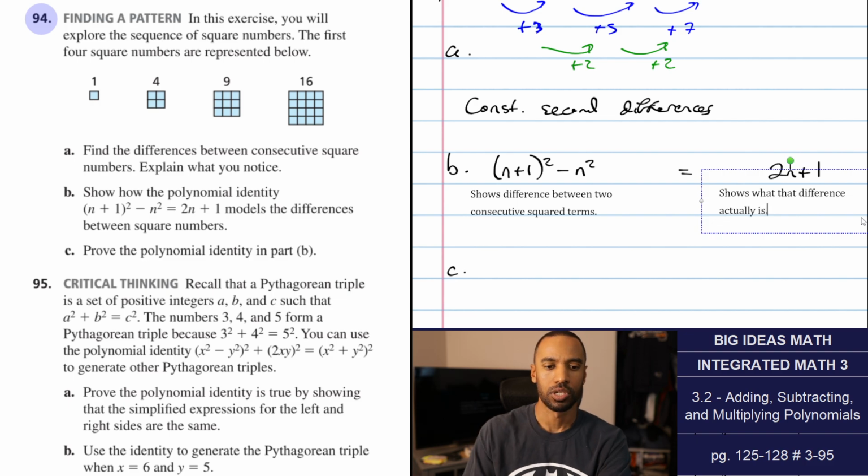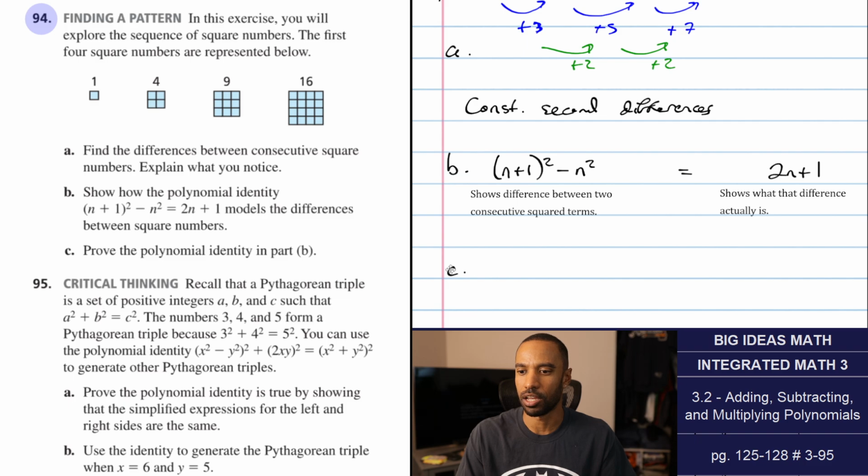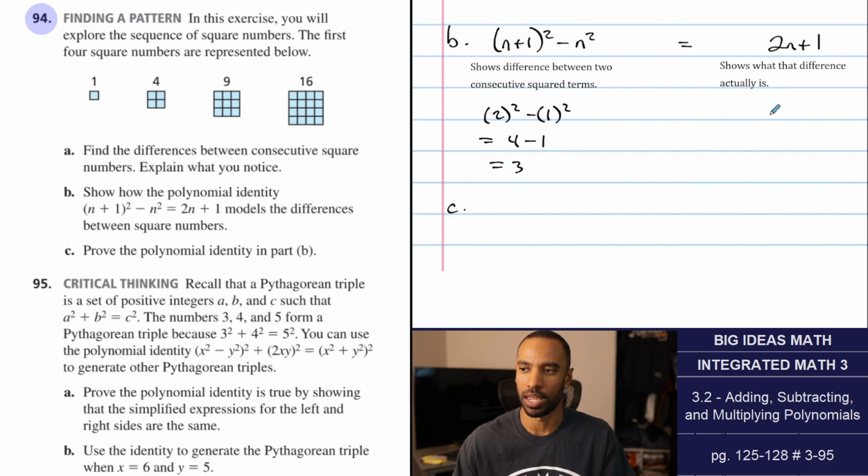So show how it models the differences. You can take a look and see that if we did from 1 to 2, this would be 2 squared minus 1 squared, which is 4 minus 1, which is 3, and 2 times 1 plus 1 is 3.